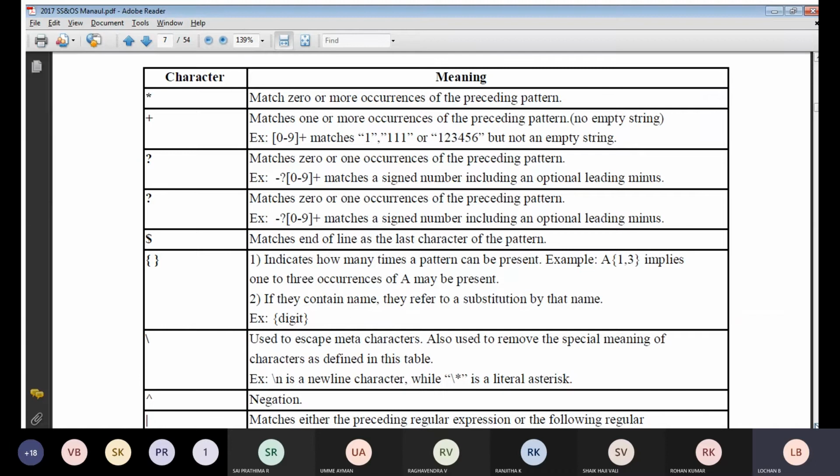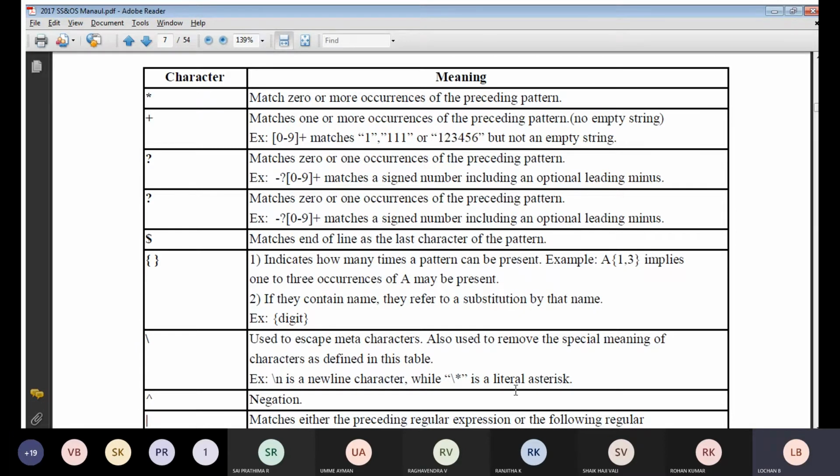So the next part is your brackets, the flower brackets. Next character is your flower bracket. In this particular example you will be getting 1 comma 3 after A, some identifier 1 comma 3, which implies that 1 to 3 occurrences of A may be present. For example, a single A. So whatever the range, the A will be present.